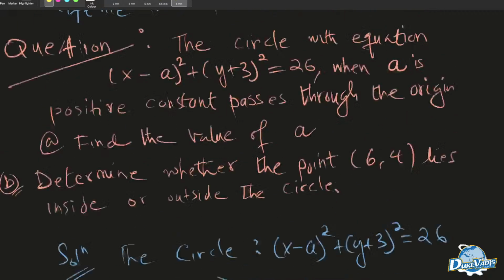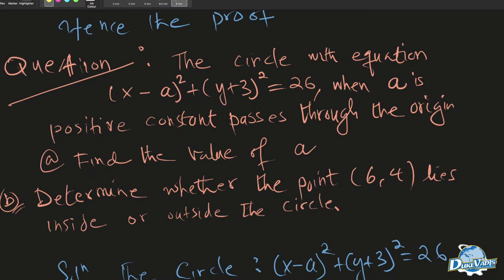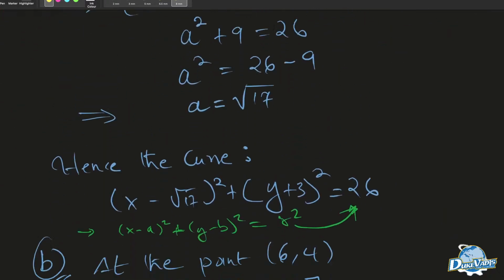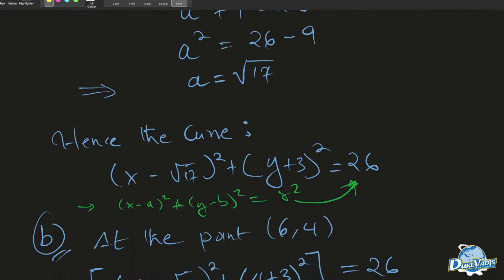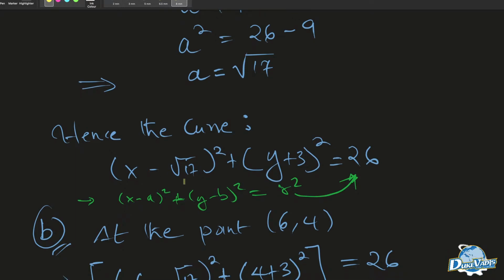The last part of the question is to determine whether the point (6, 4) lies inside or outside the circle. Now let's see, what do we have to do? Here is the curve equation. So we'll put a back into the equation. So we have (x − √17)² + (y + 3)² = 26.